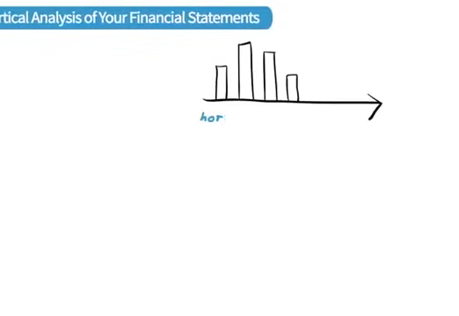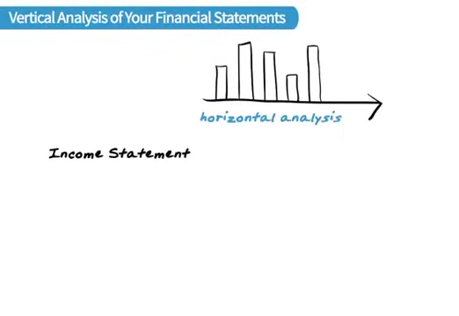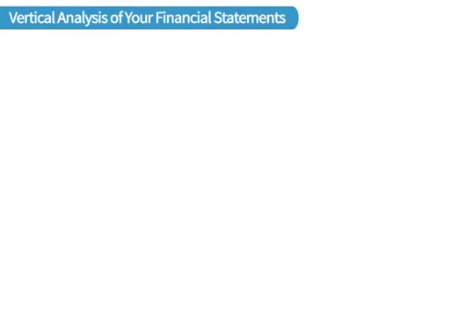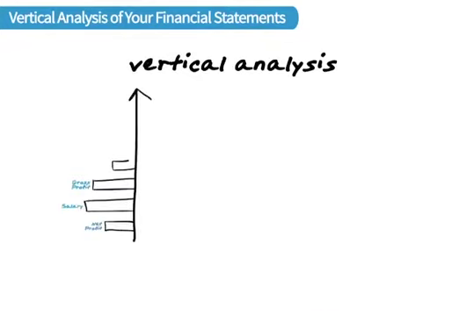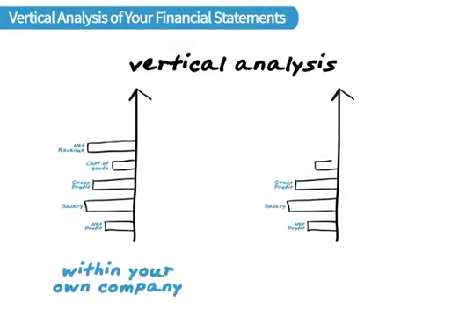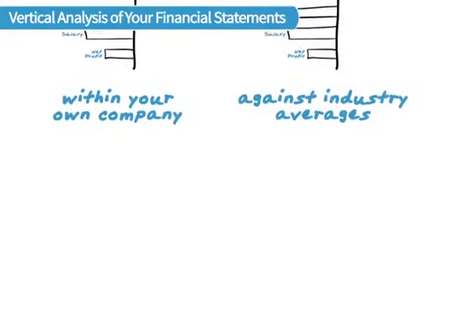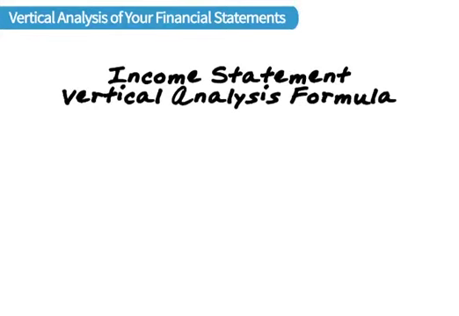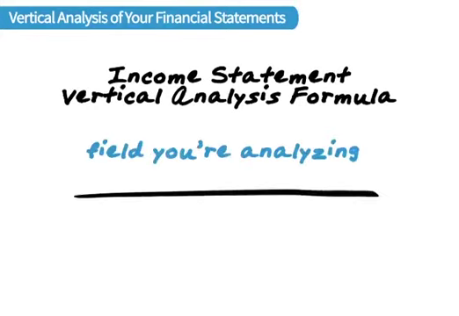Now that you've seen how a horizontal analysis of your income statement and balance sheet can help you compare one year to the next for your own business, let's look at how a vertical analysis can help you compare rates within your own company and against industry averages. The formula for creating your income statement's vertical analysis is to put whatever field you're analyzing in the numerator and your net revenue in the denominator.